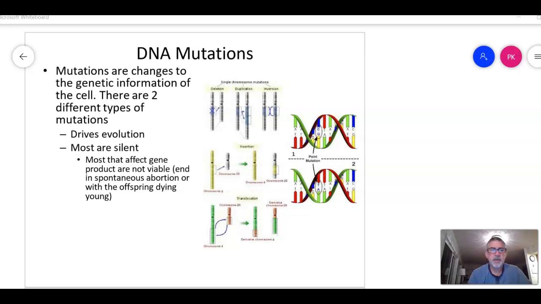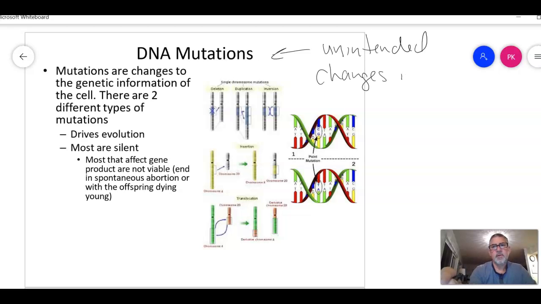All right, we're going to finish up our DNA unit talking about mutations. So, mutations, we can say that they're unintended changes in DNA, right? So mutations change genetic information of the cell. That's what it says over here.